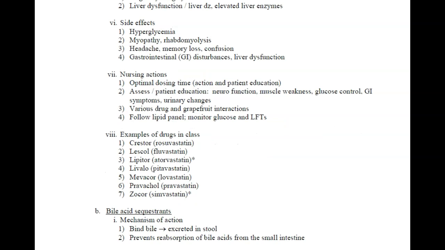These are the examples of drugs in the class. We have Crestor or rosuvastatin, Lescol or fluvastatin, Lipitor or atorvastatin, Livalo or pitavastatin, Mevacor or lovastatin, Pravachol or pravastatin, and Zocor or simvastatin. The ones with the asterisks are the ones that you have to remember. Those are the prototypes that you want to remember.